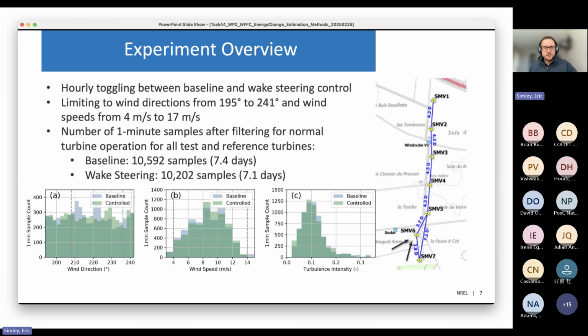About 7 days in each category of combined 1 minute samples. Of course, that spanned about a 3-month period, so there were a lot of gaps in the data. And just showing that there was a pretty even representation of the wind speeds and wind directions and turbulence intensities for the two control modes.